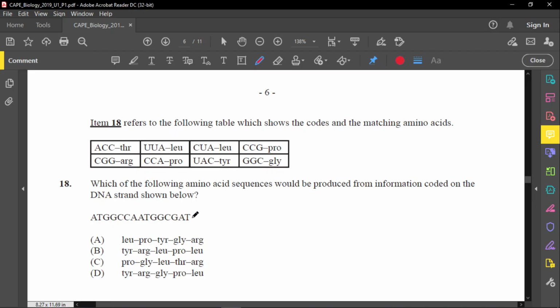Now, they could ask, what strand is this though? They could ask if this is a DNA or not. How do you know this is a DNA strand? T is present, thymine is there, right? So if thymine is there, you know that's a DNA strand. Anyhow, let's work this out real quick.